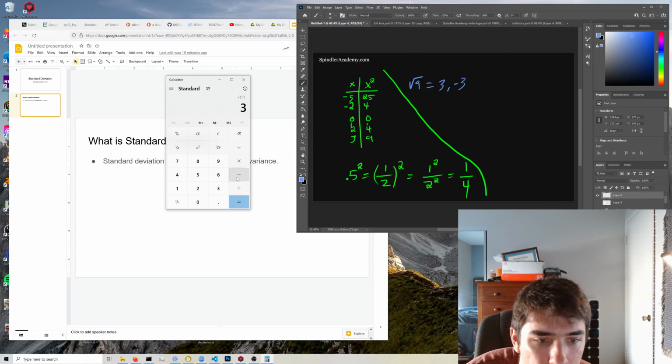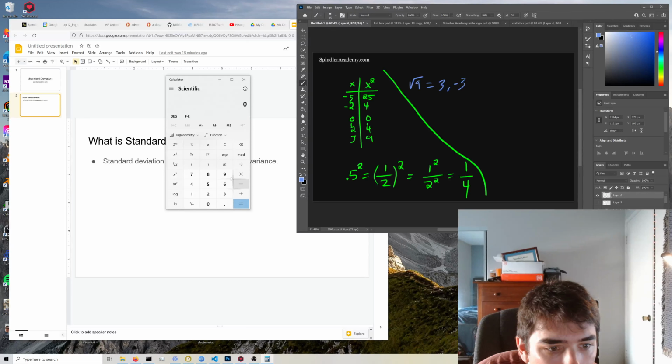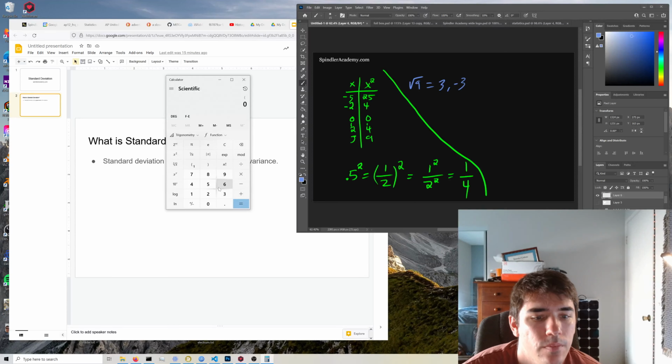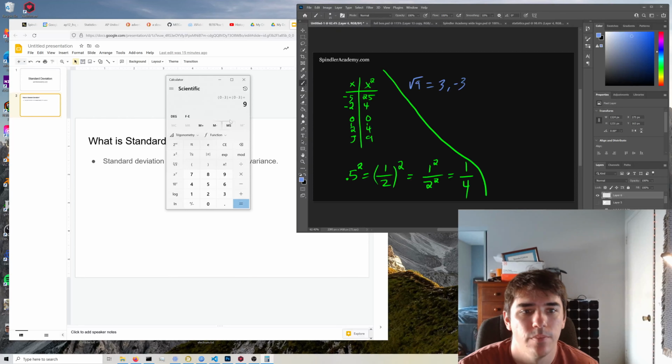But if you were to multiply negative 3, oh no, can you do negative numbers? Negative 3 times negative 3. That's not what I wanted. Make it a scientific calculator. There we go, I needed parentheses. Negative 3 times negative 3 is equal to 9. I just proved that, but whatever.